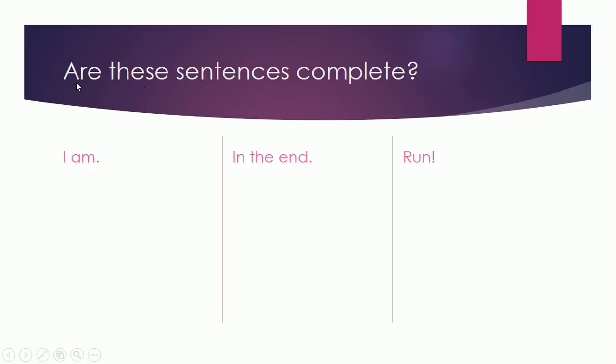Okay, so here is a pop quiz to see what we know already. Are these sentences complete sentences? I am. In the end. Run. I'm going to see if they are complete. This one, I am. I is the subject. Am is the verb. Yeah, it's a complete sentence.